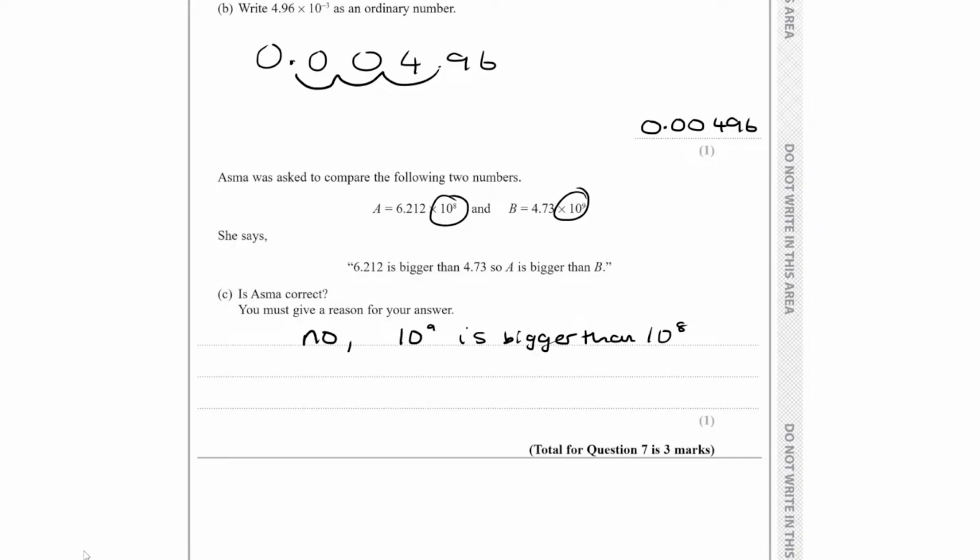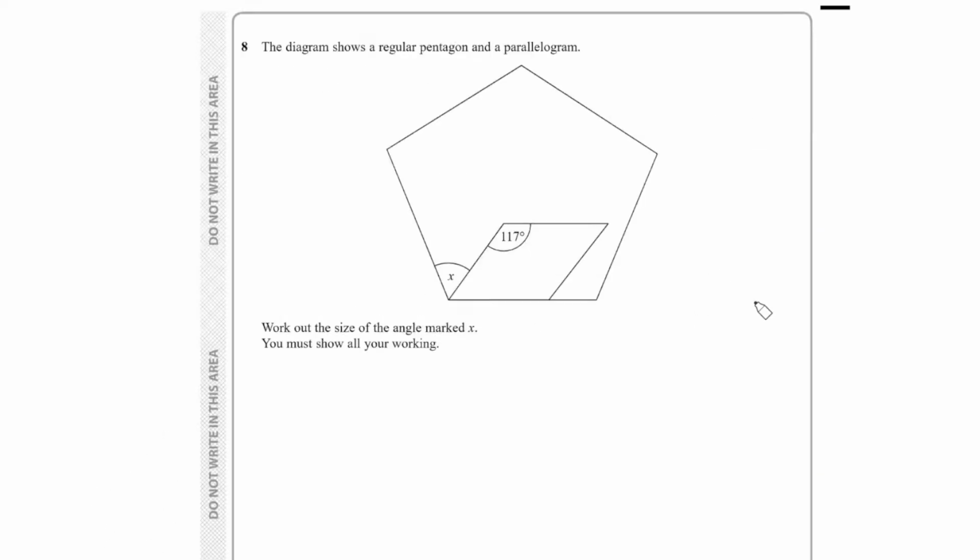Okay, so no, and obviously that's to do with the fact that she hasn't considered the standard form. Question 8, we've got shapes, angles, that kind of thing. I think you did have a question in paper 1 that was along the lines of this. So again, whether it will be repeated, I don't know.